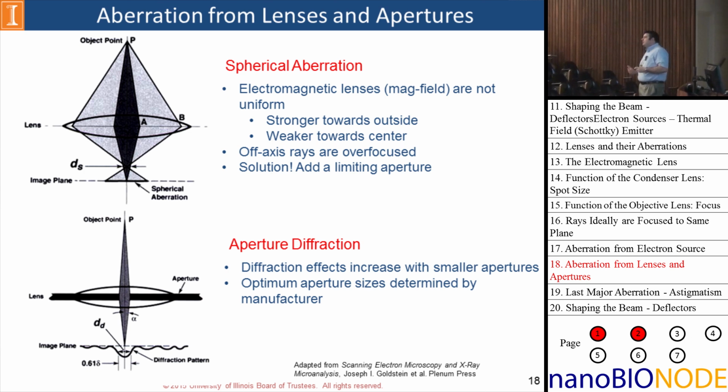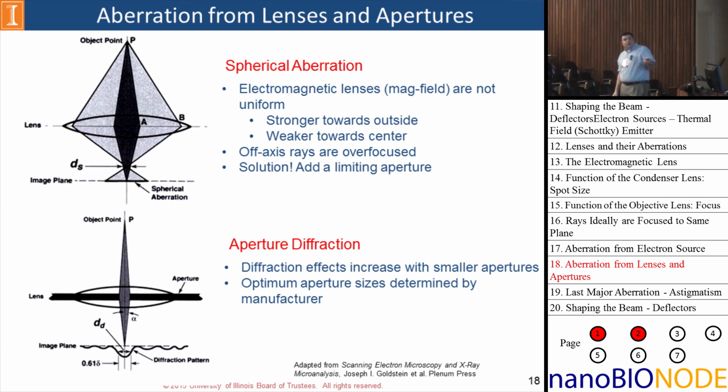If we put in a limiting aperture and say, let's cut down all the high-angle rays, well, why can't we just make it as small as possible? So an electron still acts the same way as light, okay? The Airy function, Rayleigh criteria all come into play here. Diffraction effects will increase with a smaller aperture. So if we make it smaller and smaller and smaller, now your aperture diffraction is going to increase significantly.